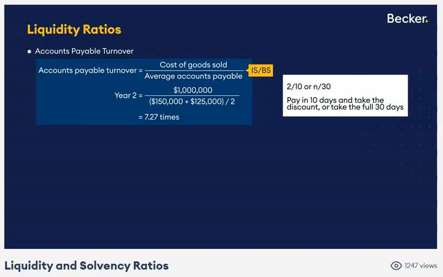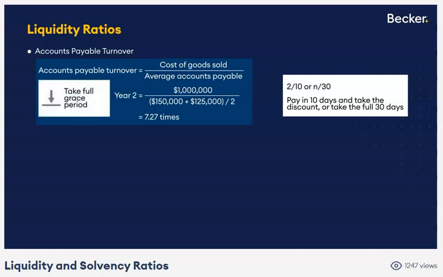Now, this is counterintuitive. I don't want to pay it too quickly. I don't want it to turn over too quickly. So I want that to be less than or equal to the standard. Take full advantage of the interest-free grace period. Stretch it out. Now, 7.27 means nothing unless you have a standard by which to compare it. And you want to be real close to the standard, okay?